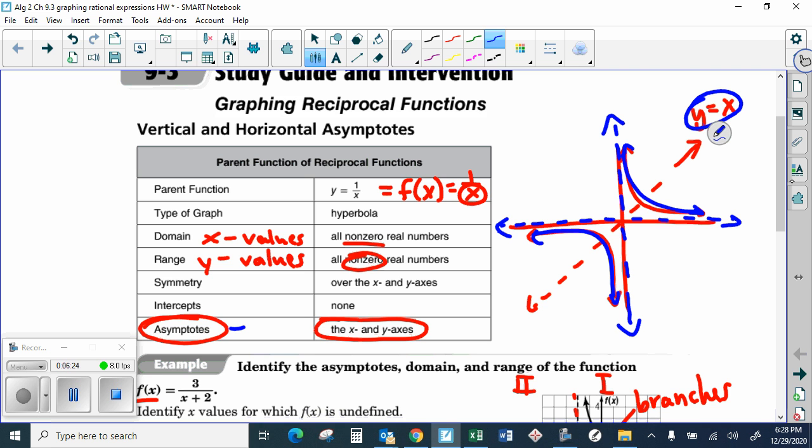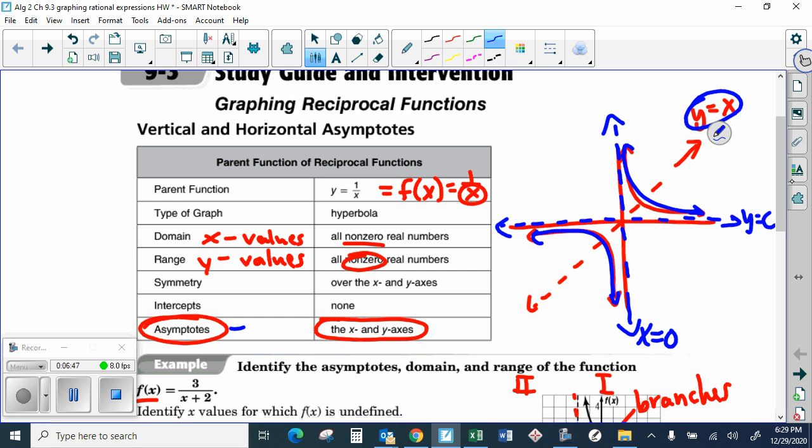So y equals 0, the x-axis, is called the horizontal asymptote because that's a horizontal line. And the y-axis, equation x equals 0, is called the vertical asymptote because it's a vertical line. Okay, so know that. If I ask what's the vertical asymptote, you tell me x equals 0. If I ask what's the horizontal asymptote, you tell me y equals 0.